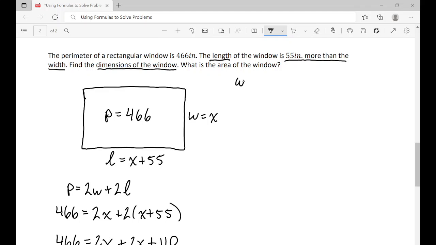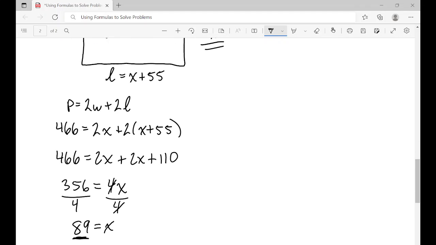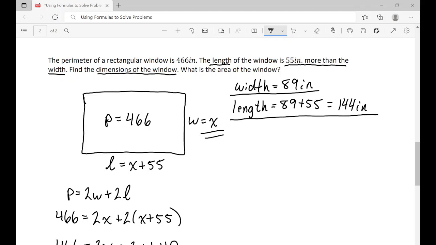So I know that the width from here is just x. So the width is 89, and since my unit of measure is inches, I'll say 89 inches. Whereas the length is x plus 55, so 89 plus 55, which is going to give me 144 inches. So my width and my length are my dimensions.